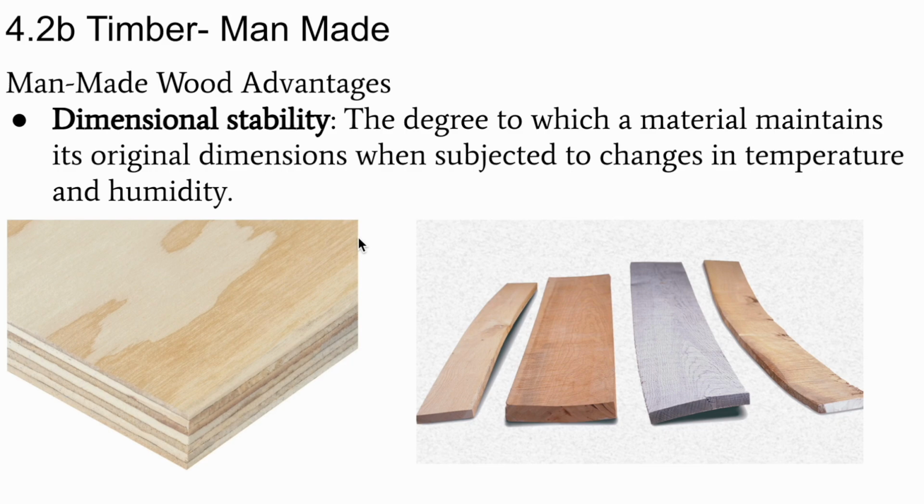Now, there are some advantages to using man-made wood. One of the advantages is something called dimensional stability. So this is the degree to which a material maintains its original dimensions when subjected to temperature and humidity. So man-made timbers are much better at staying the way that they were manufactured as compared to natural timbers, which of course you get your cupping and bending and warping and crooking and all that stuff.